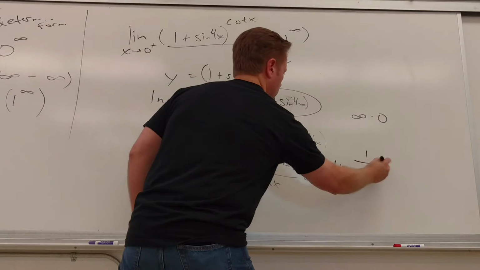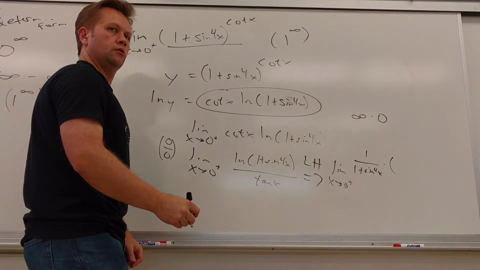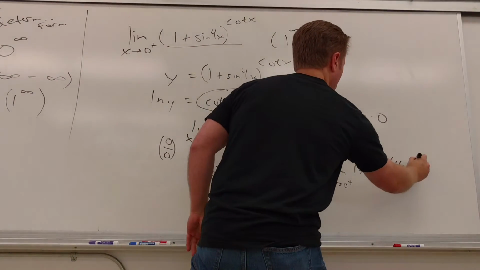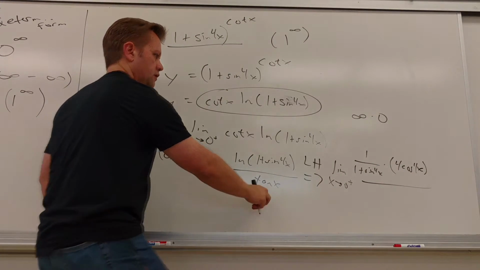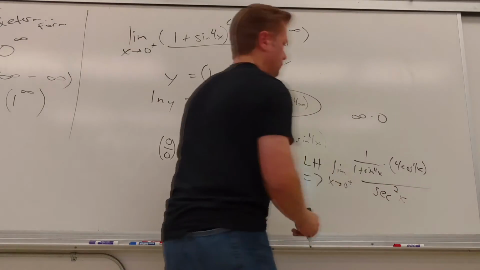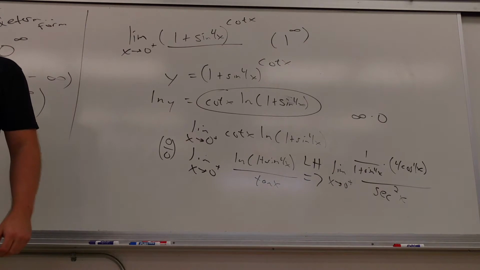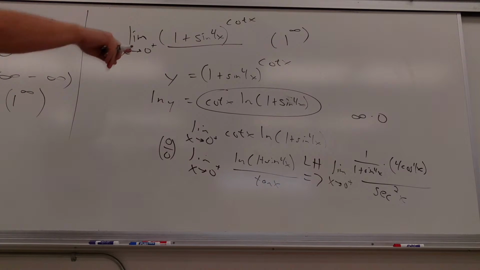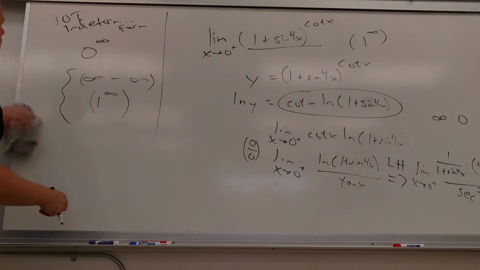Yeah, 1 over 1 plus sine 4x times 4 cosine 4x, I like it for the chain rule inside the 4x, right? 4 cosine 4x over secant squared. Yeah, cool. I like it. Right? So now you just investigate where you are now. You kind of simplify that a little bit. Can't I bring that 1 plus sine 4x down? Is that cool? So I can at least do that.